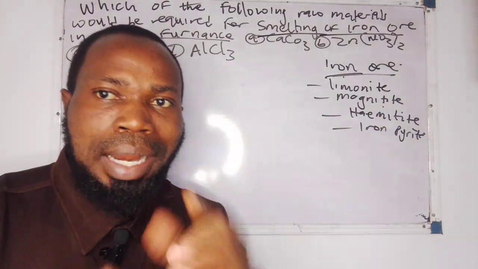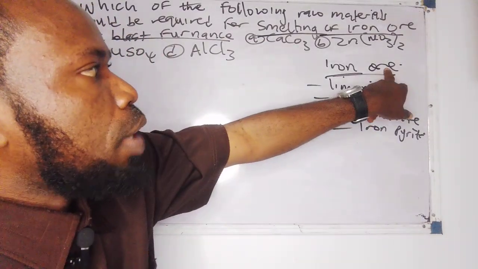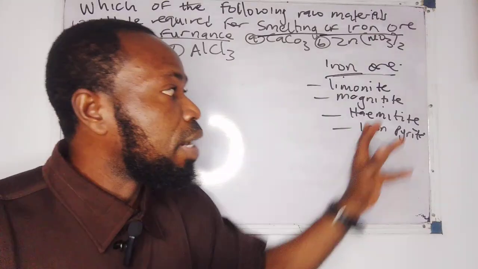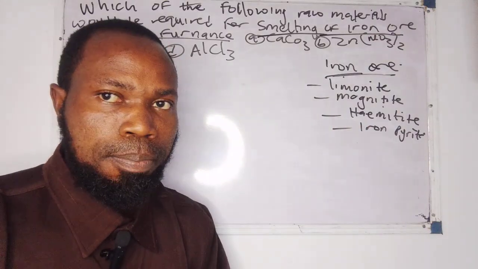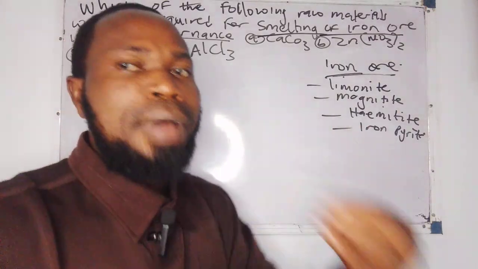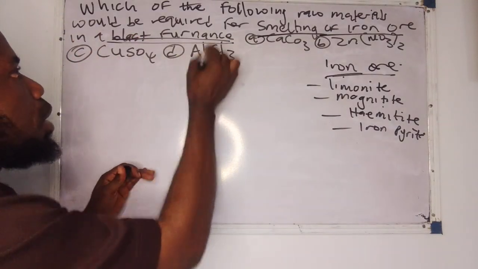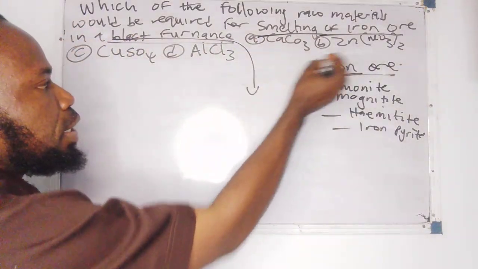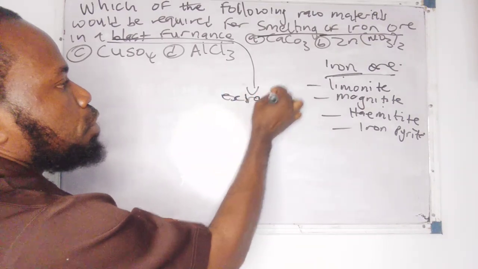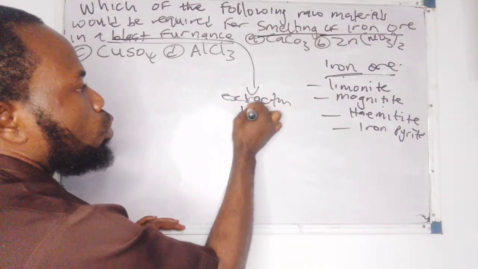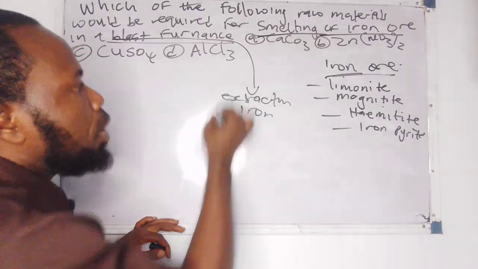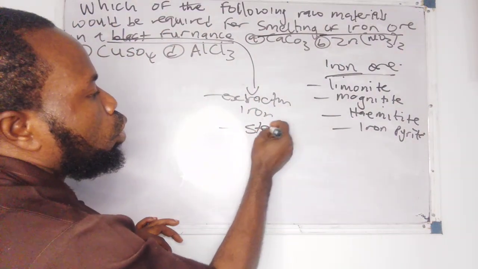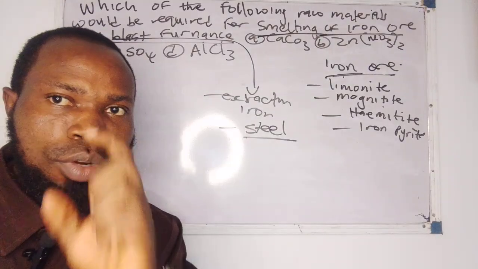Remember, put at the back of your mind that I made a statement just now that ores are usually impure. That means this hematite has an impurity. That is why it needs to be purified using the blast furnace. What you should keep at the back of your mind is that the blast furnace is involved in the extraction, or if you like, the purification of iron. It's also involved in the purification of steel. That is what the blast furnace is used for.